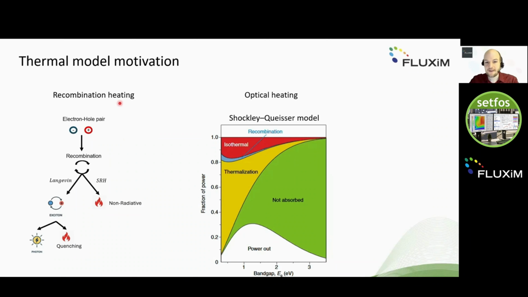And the last element I'm talking about now, back again to solar cells, is the optical heating. So the thermalization: if you absorb a photon with a higher energy than the band gap, then the energy of the electron, which gets dissipated while going down towards the band gap, is lost in heat again.